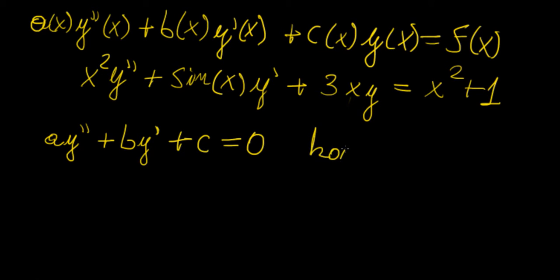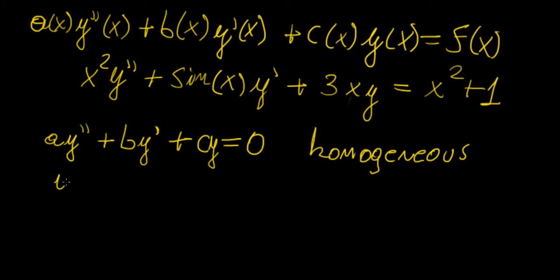because the function f of x on the right hand side is 0. I'm sorry, I forgot the y here. So that's what it should look like. And we have constant coefficients attached to all the derivatives and the function y itself.